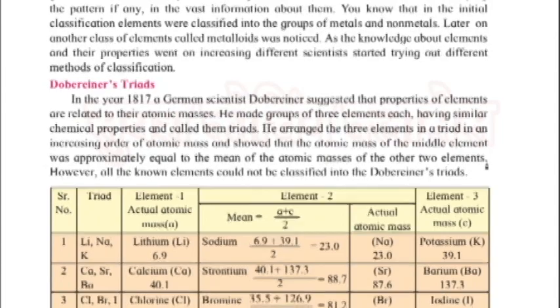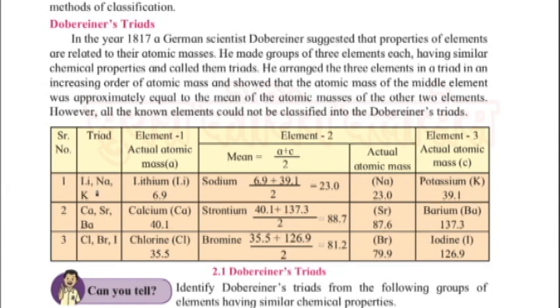So we are going to study the triads. The first triad is lithium, sodium and potassium. Second is calcium, strontium and barium. And the third one is chlorine, bromine and iodine. So see, you have to remember these triads. The first triad is very important for you: lithium, sodium and potassium. The atomic mass of lithium is how much? 6.9. This is the first element. And the third element is potassium, which has atomic mass 39.1.